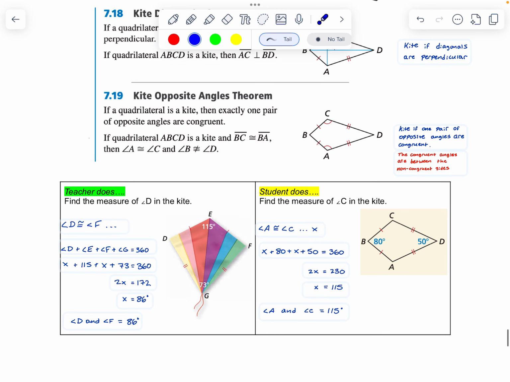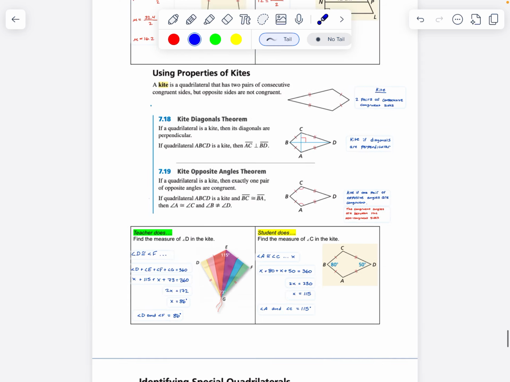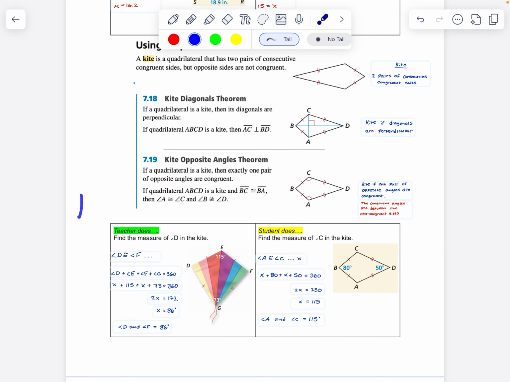Again, like I said, this is probably one of the tougher properties that we have because it is just tough to recognize when we're dealing with a kite, our non-congruent sides, the angle that's formed between them, everything like that. But we will work on that, especially next class during our review.